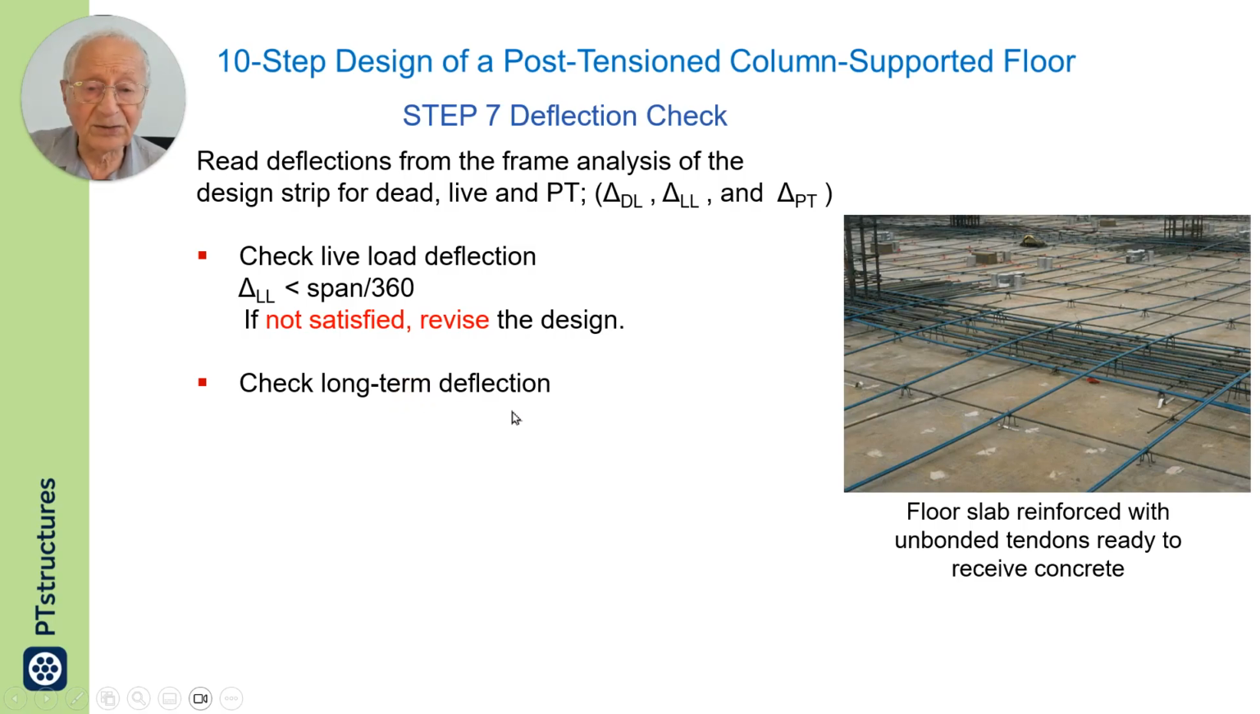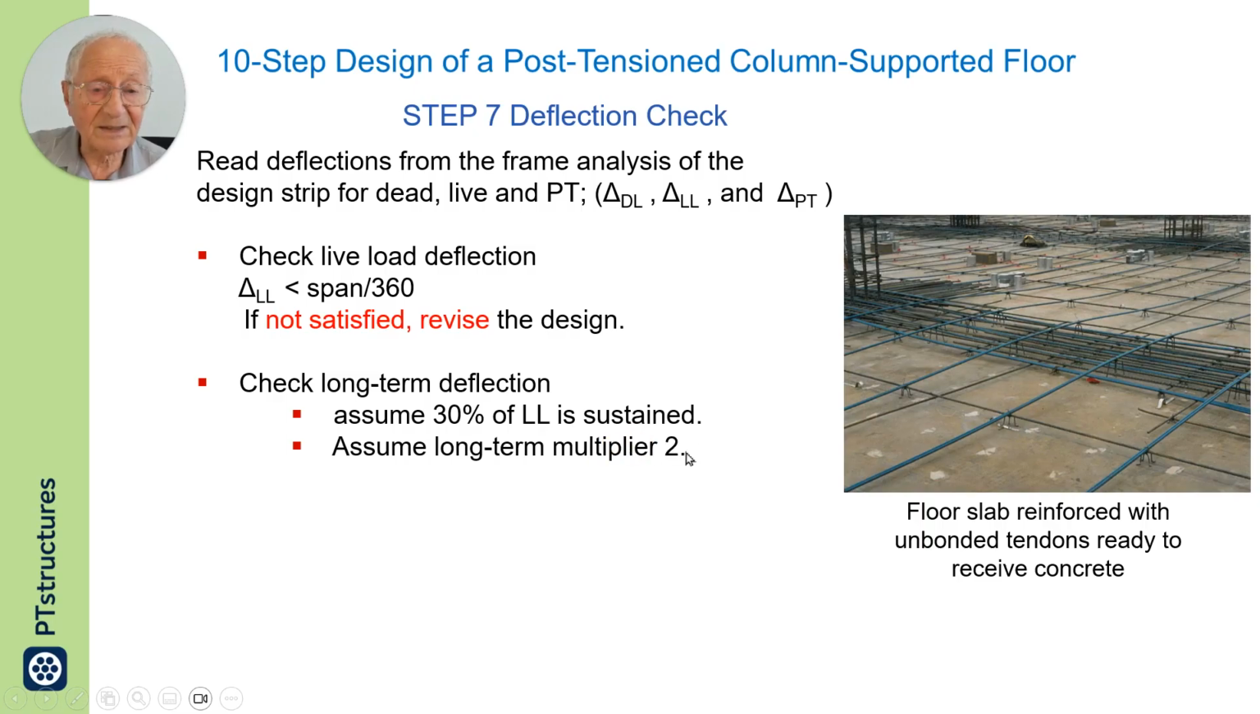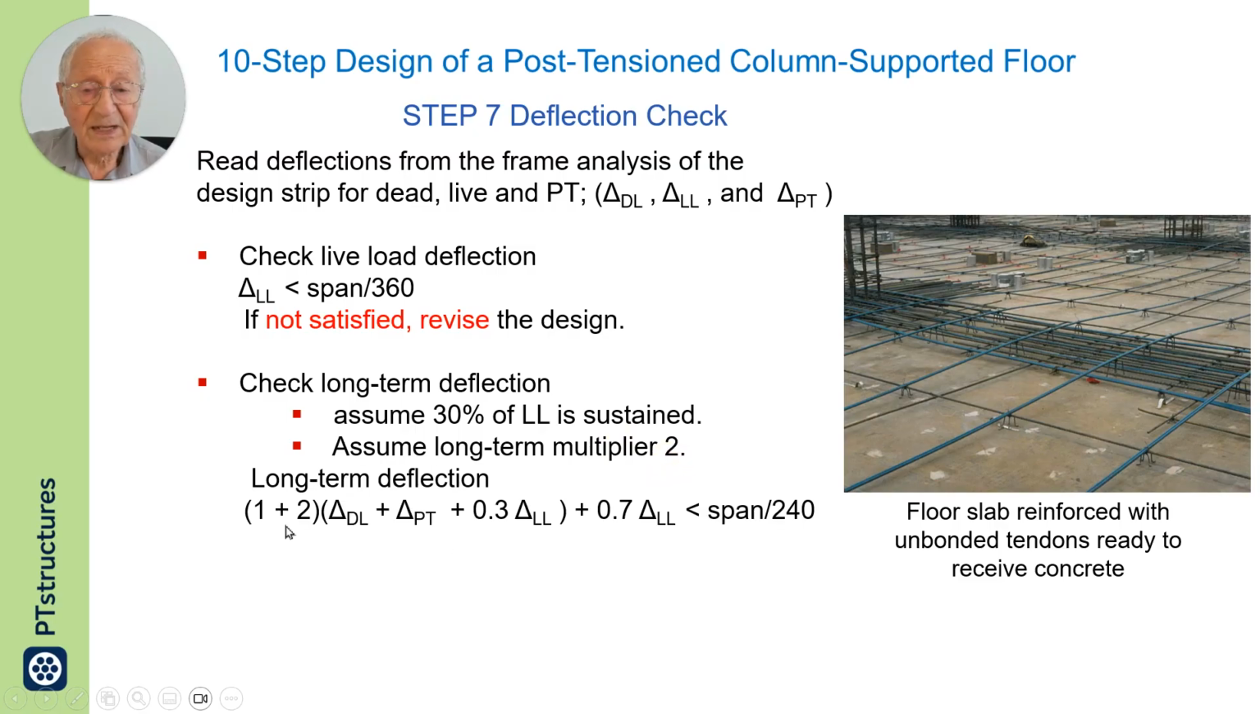And then we check long-term deflections. For long-term deflection, we assume 30% of the live load to be sustained, to be on the member at all time. And we assume a creep coefficient of 2. And this is the formula I use. 1 is immediate, 2 times creep of dead load and post-tensioning, but a fraction of live load. This is the immediate action due to live load added to the long term.